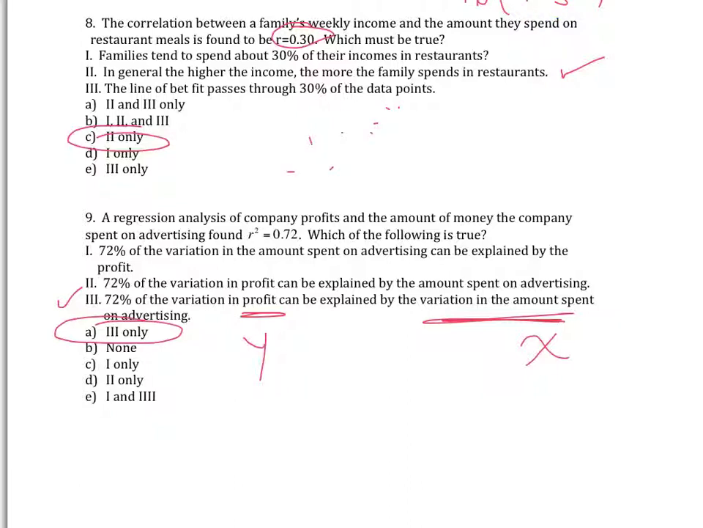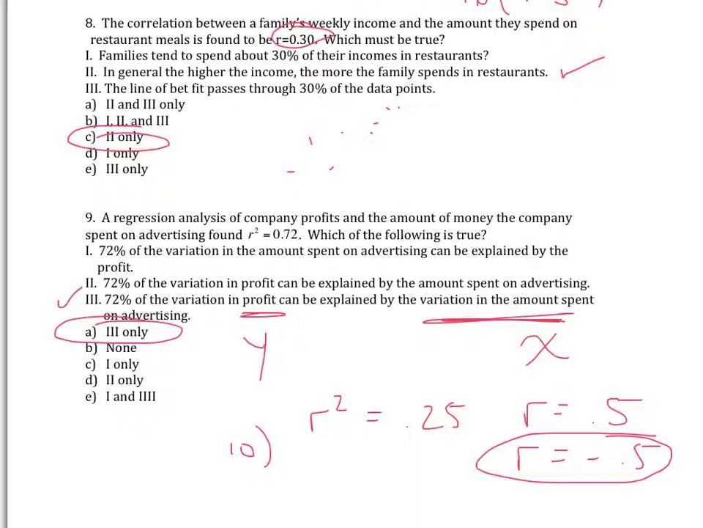Question 10 was kind of interesting. I don't have it on here, but they basically gave you that 25% of the variation in what was watched was explained by the variation in reading scores. So they gave you R squared is 0.25, which means that R is either positive 0.5 or negative 0.5. Many of you went with positive 0.5, but one of the sentences said that the study found that children who watch more TV tended to have lower reading scores. That meant that R was negative. Tricky there.